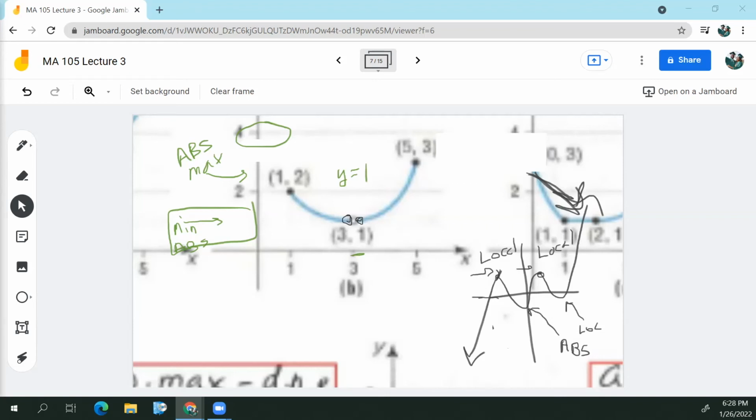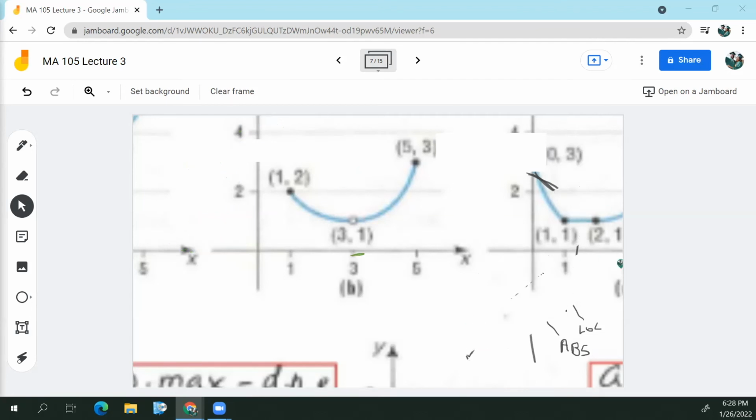Okay, let's take a look at the others real quick, as I have completely destroyed this thing. Let me try to get back to where it was. Hopefully I can.